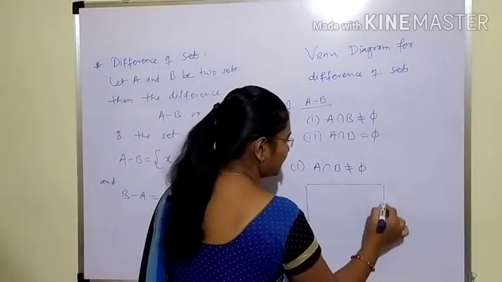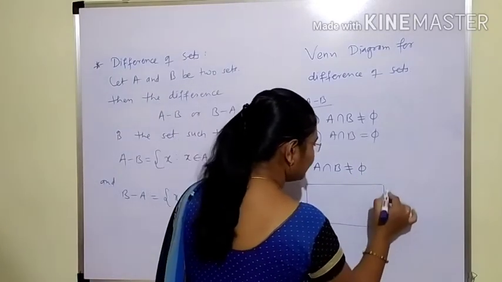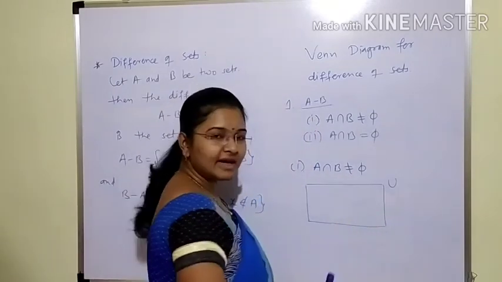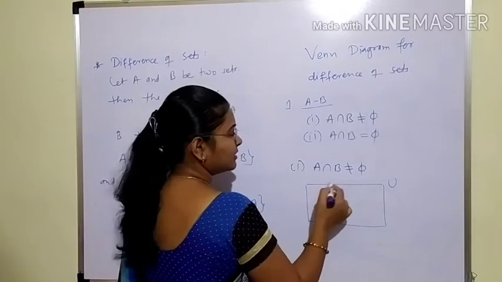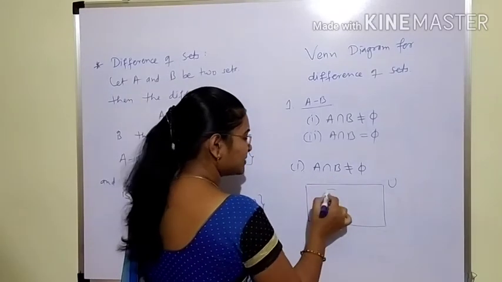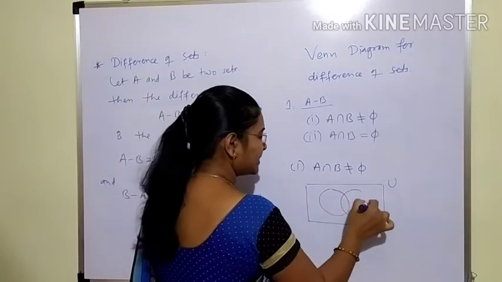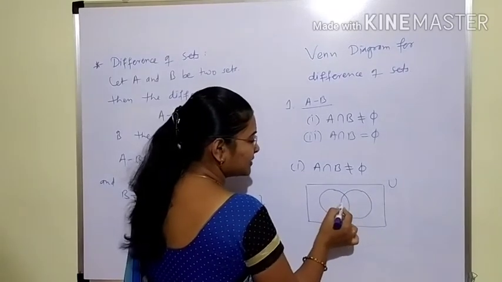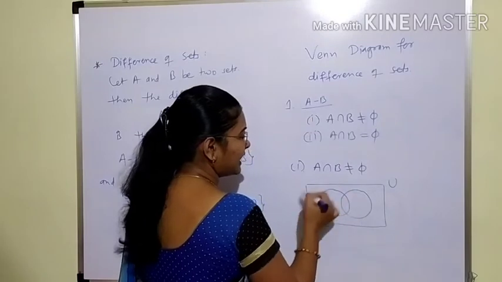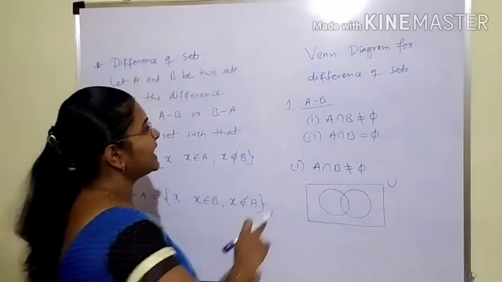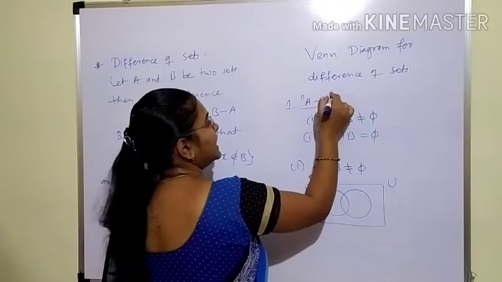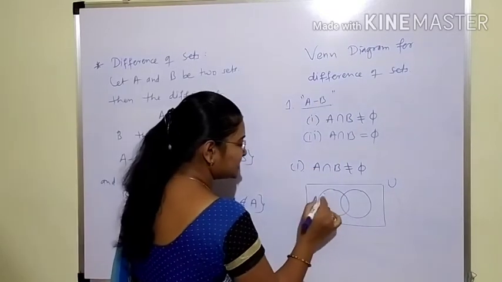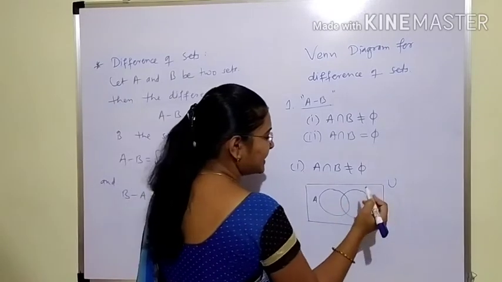Now here we'll draw a rectangle for the universal set U. Now A intersection B is a non-empty set. We have already seen the diagram for a non-empty intersection, so it will be like this. This intersecting part shows the intersection of A and set B. Now we have to show A minus B in this Venn diagram. Suppose this set is A and this is set B.